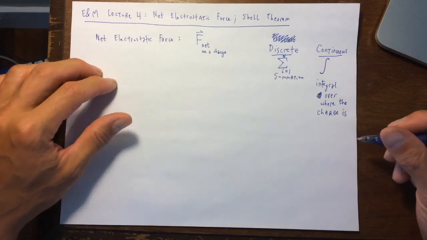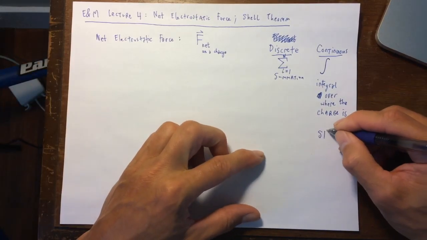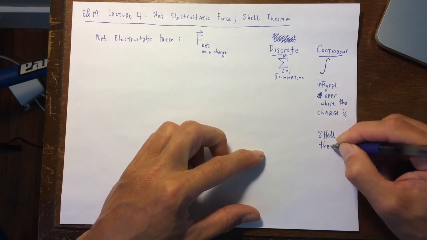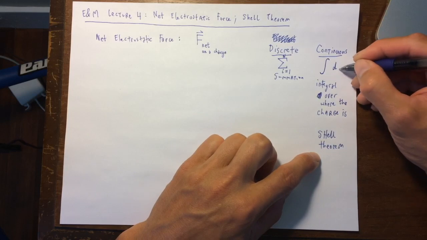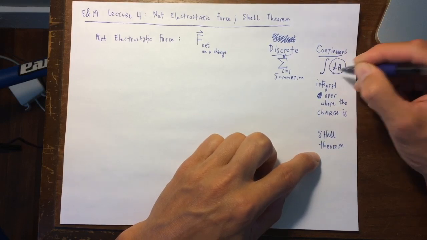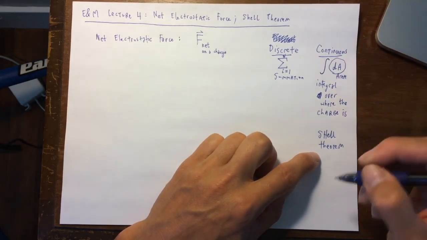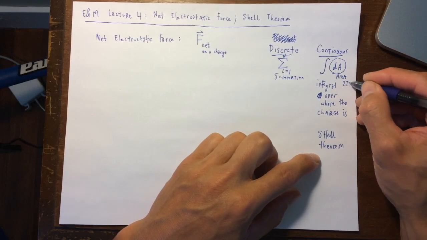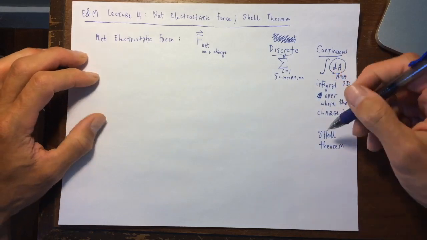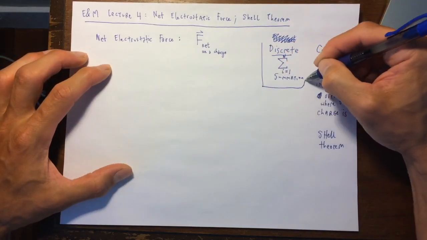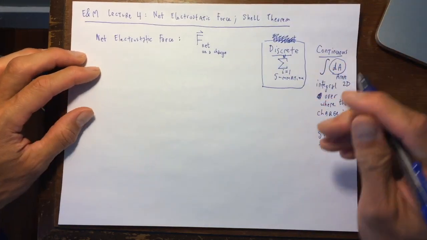In particular, for the Shell theorem, we're going to integrate over area. So this will be a two-dimensional type of integral. All right, but let's go back and let's study the discrete case. The discrete case is quite simple.